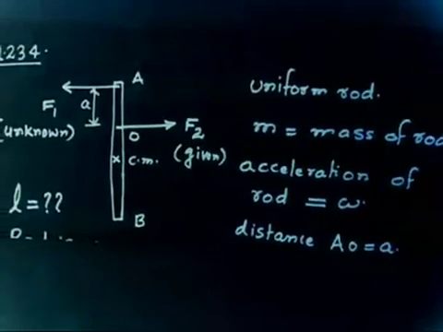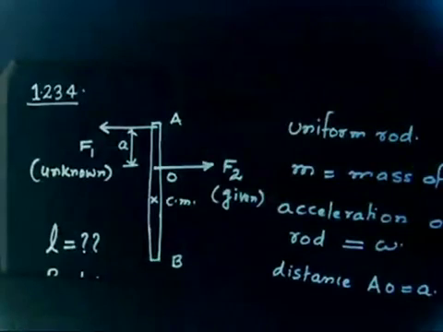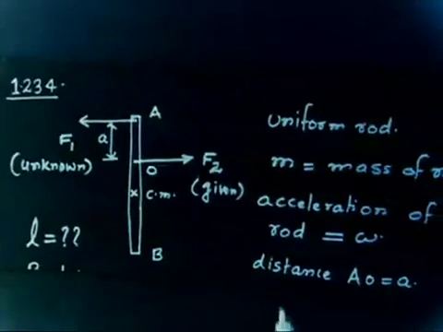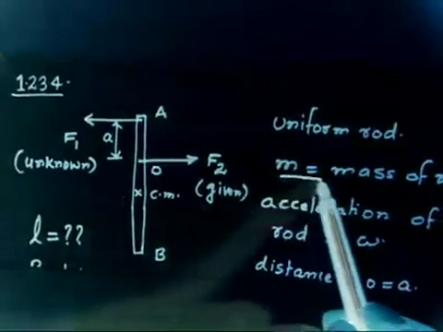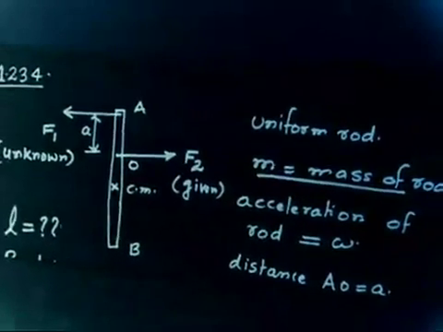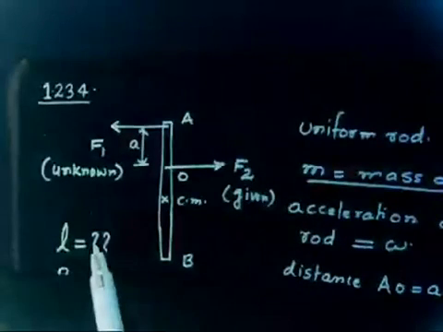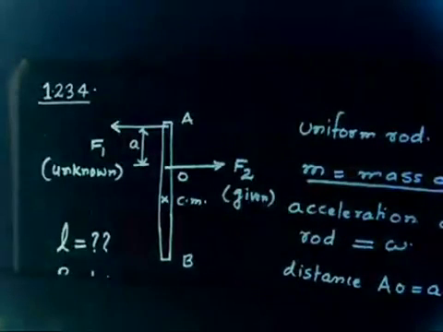Okay, let me dictate. So you have a rod. No, not massless. The mass of the rod is m. This is given to you. So m is the mass of the rod. Now let us say the length of the rod is L. Basically we have to find the length of the rod.